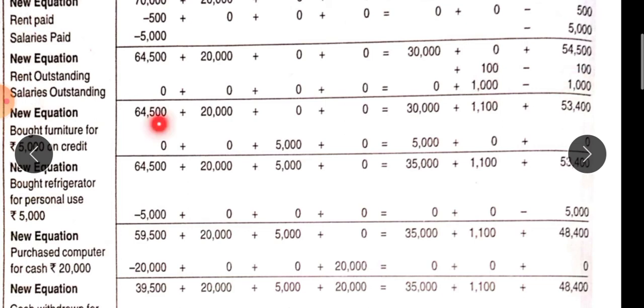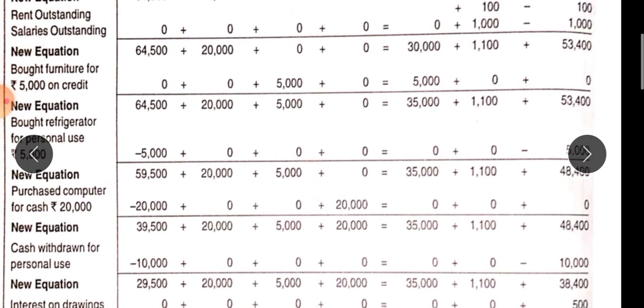Check the new equation. Cash unchanged, stock unchanged, creditors unchanged. Outstanding expenses will increase by 1,100 rupees and at the same time capital will reduce by 1,100 rupees to 53,400.